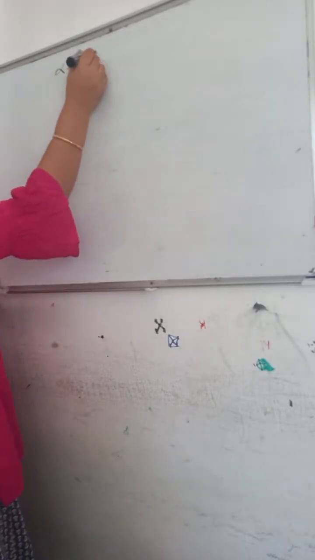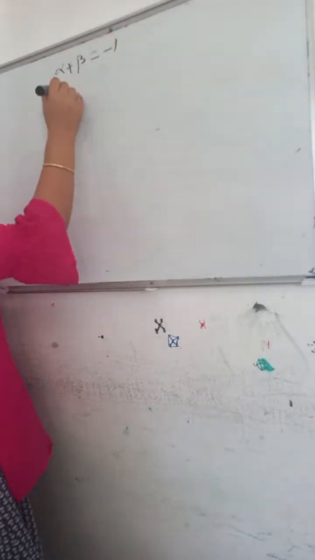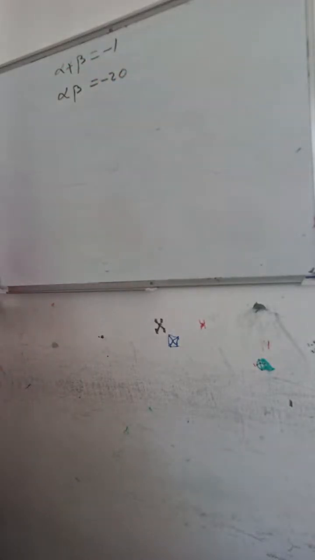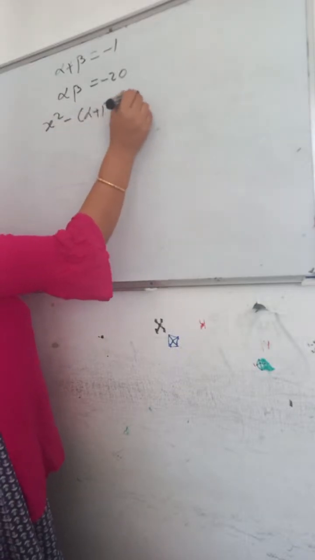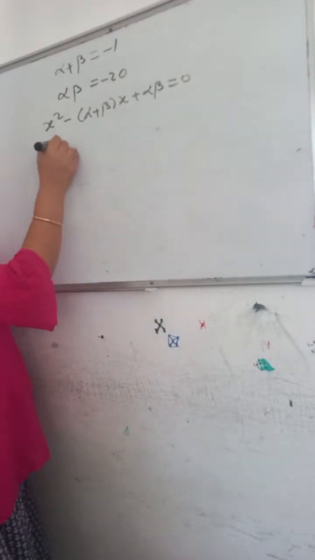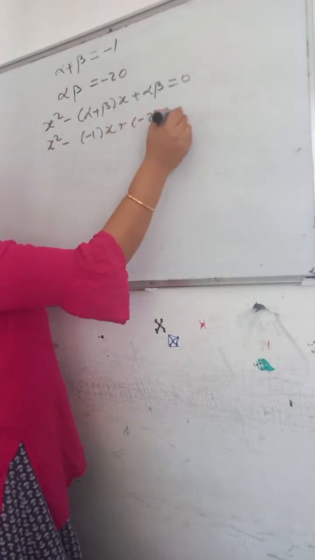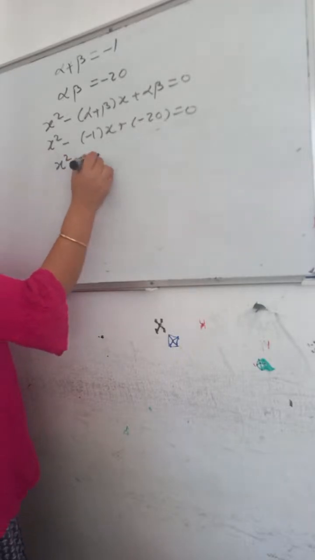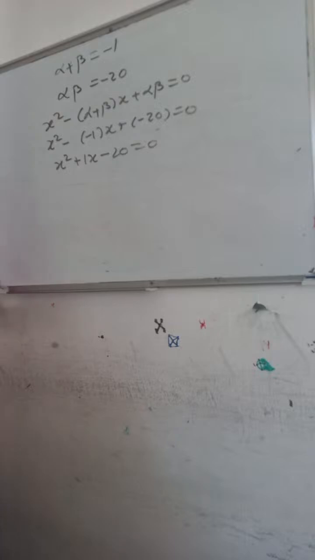Write down what is sum of zeros. Alpha plus beta is nothing but how much? Sum of the zeros is given as minus 1 and product of the zeros is minus 20. Okay, find out the quadratic equation. So here x square minus (alpha plus beta) x plus alpha beta is the standard equation. So x square minus of minus 1x plus minus 20 is equal to 0. So x square plus x minus 20 is equal to 0. Now find out the answer for this.